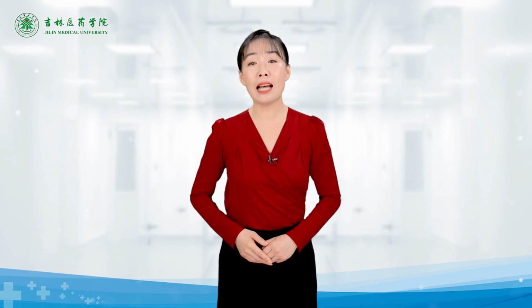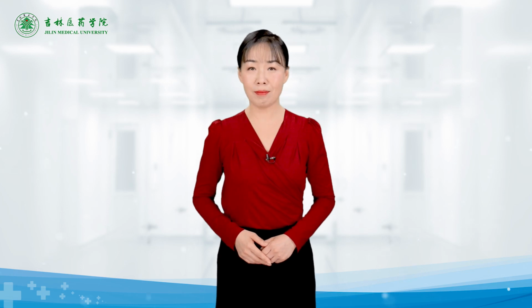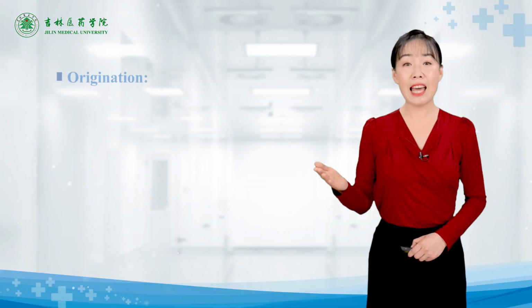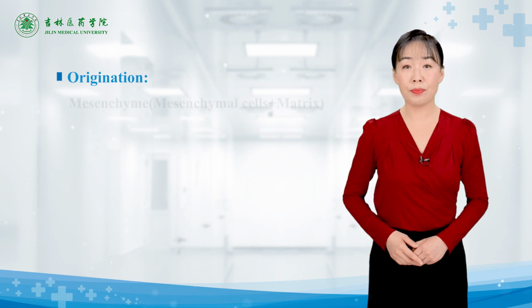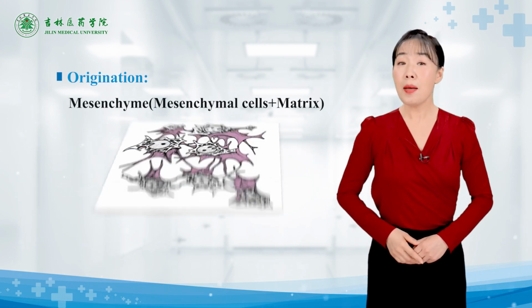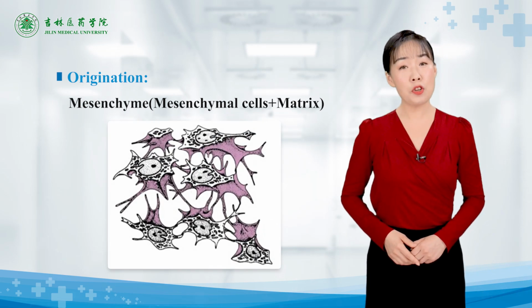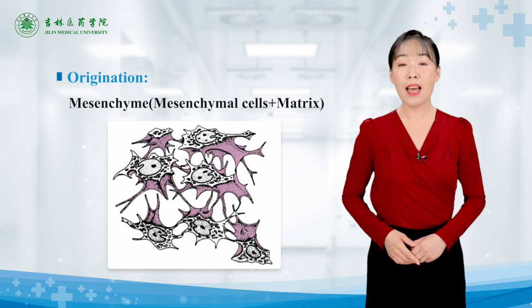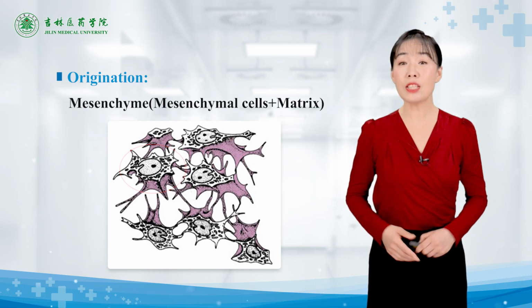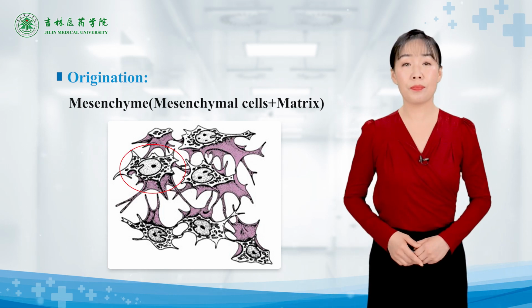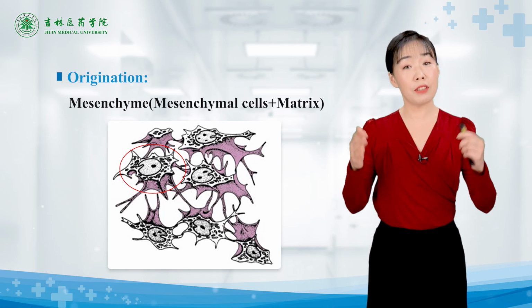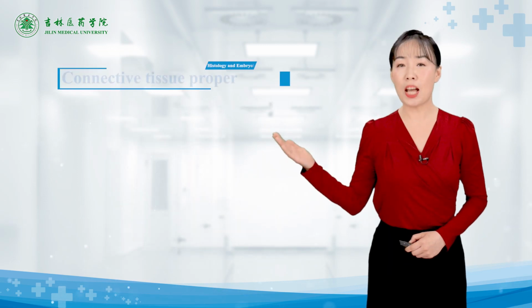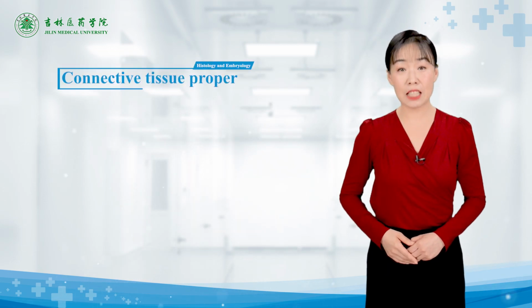Why do we say connective tissue proper, cartilage and bone, and blood all belong to connective tissue? Because they have the same origin, mesenchyme. Mesenchyme is the tissue derived from the mesoderm in the embryonic period. It is composed of mesenchymal cells and matrix. Mesenchymal cells can differentiate into all kinds of cells of connective tissue. In this chapter, we only focus on connective tissue proper.